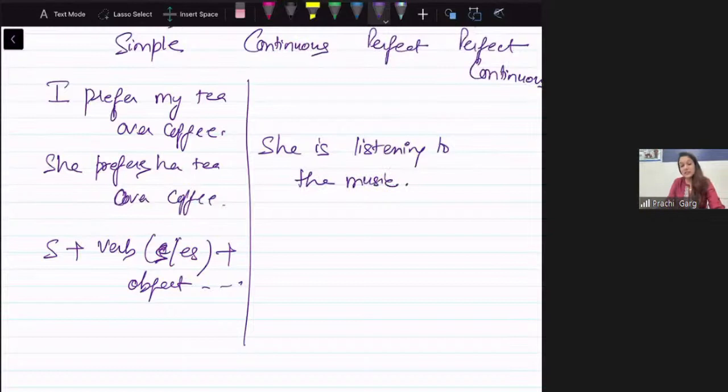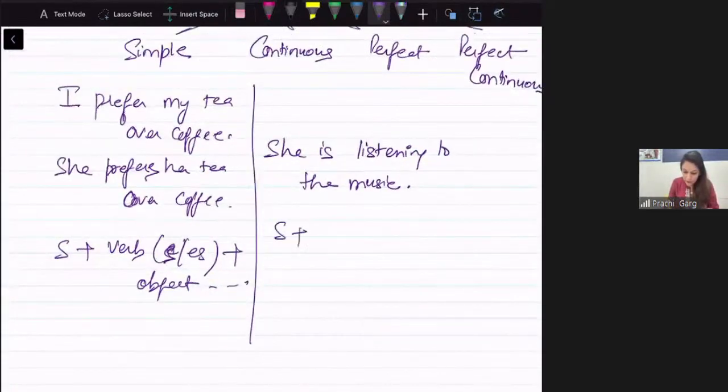Now, when I say she is listening to the music, I mean she is doing the action right now as I speak. The action is still in progress. The action is still going on as I speak to you, right? So, continuous, as the name suggests, is something that is continuously happening right now. But in present tense, it is happening right now, right? Now, what is the sentence structure?